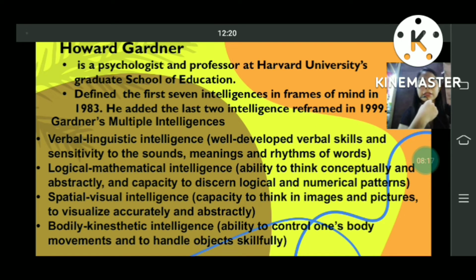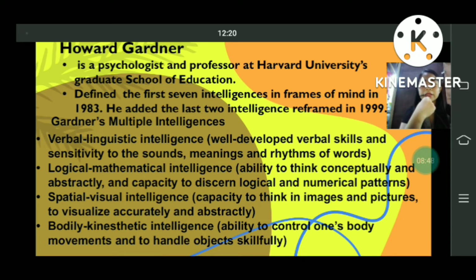First, verbal-linguistic intelligence. It is well-developed verbal skills and sensitivity to the sounds, meanings, and rhythms of words. Second, logical-mathematical intelligence. It is the ability to think conceptually and abstractly, and the capacity to discern logical and numerical patterns. Third, spatial-visual intelligence is the capacity to think in images and pictures, to visualize accurately and abstractly.